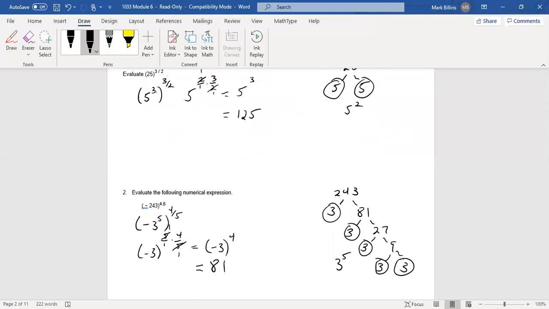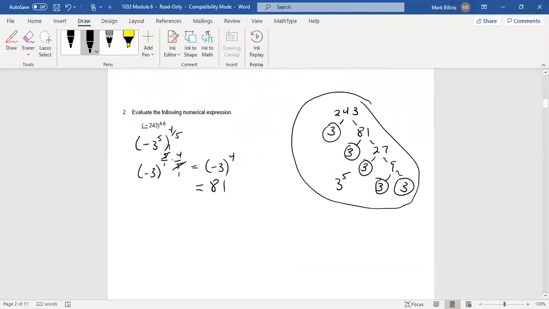So we're going to break it down into prime factorization first, and then we're going to use the power rule.